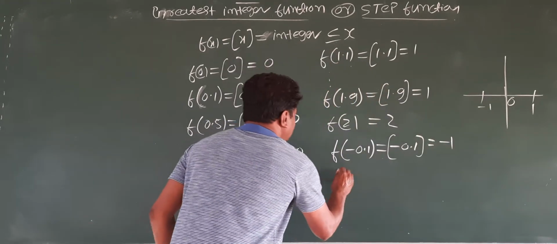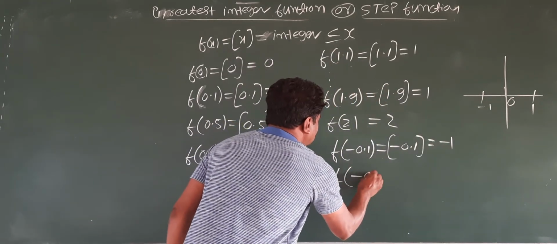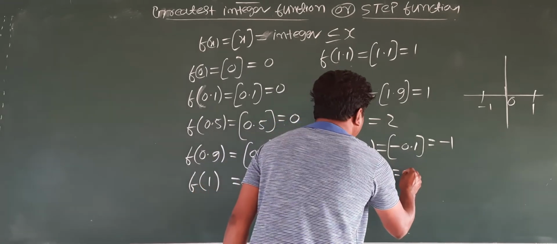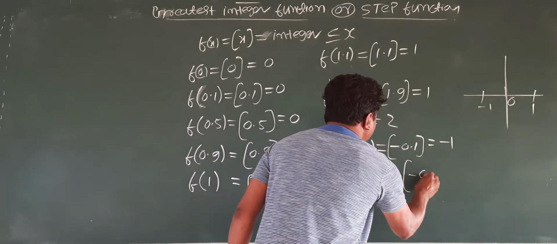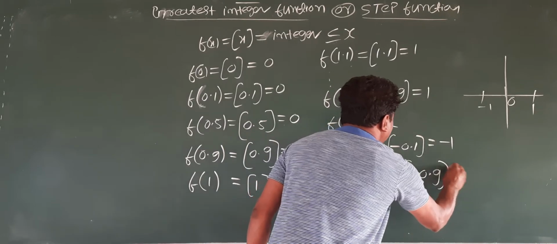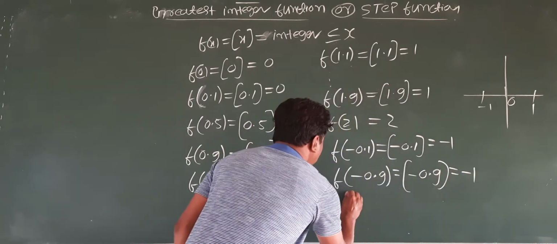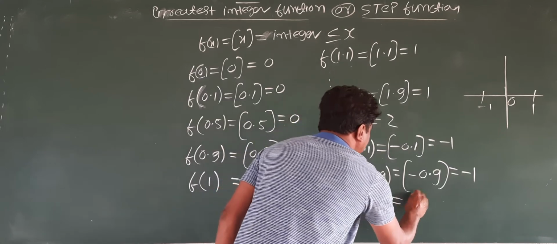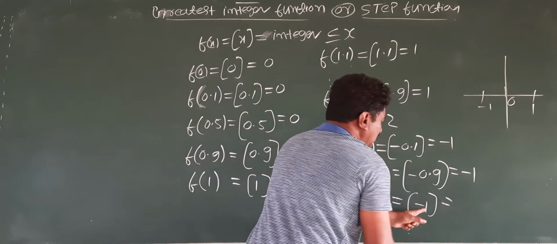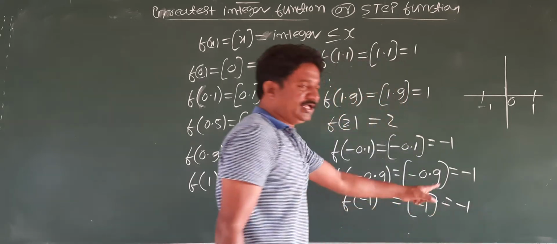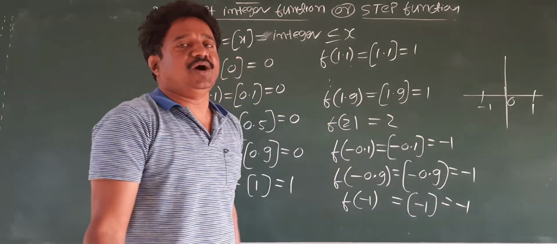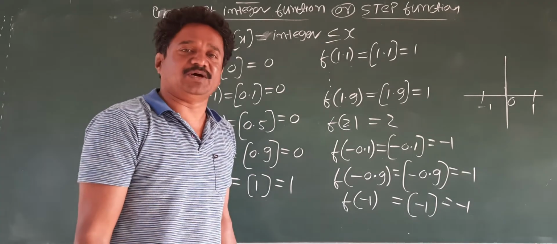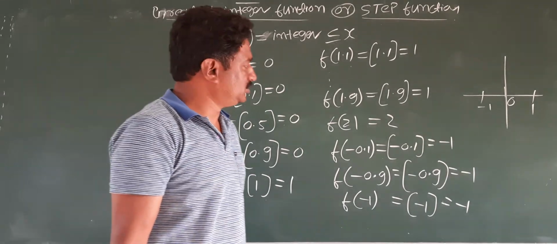So write f of minus 0.9. Yes, minus 0.9. It is again minus 1. So f of minus 1, again write minus 1. It is an integer. If it is an integer, you write that integer. You all know integers very well: 0, plus or minus 1, plus or minus 2, plus or minus 3, and so on.